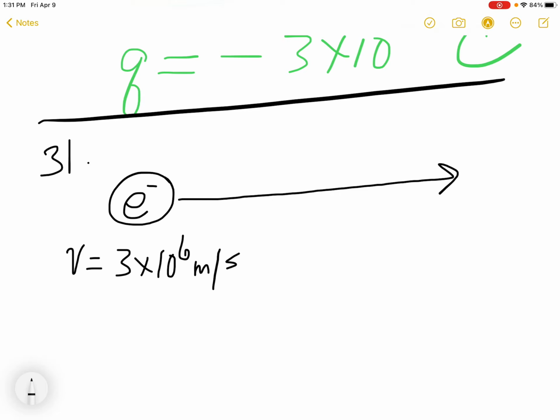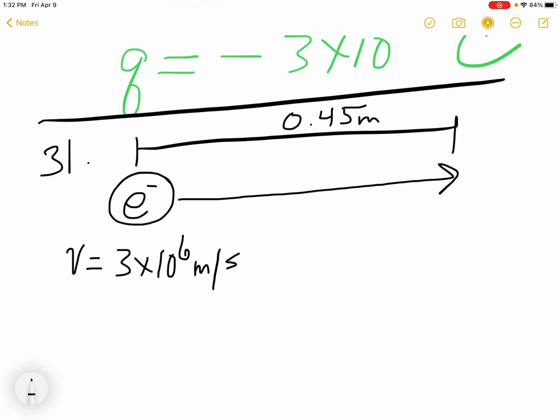It goes 45 centimeters, 0.45 meters. And then it stops. So this is actually a V1 then, and the other one is a V2 of 0. Whenever you see two V's, that tells you something is decelerating, slowing down in this case.